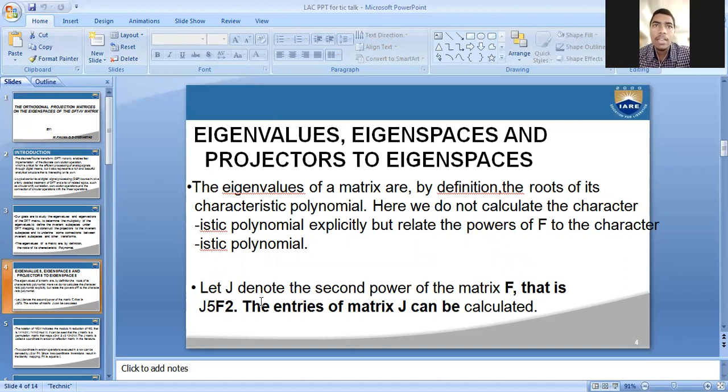Let J denote the second power of the matrix F, that is J = F². The entries of matrix J can be calculated. Next, we move on to the next slide to learn more.